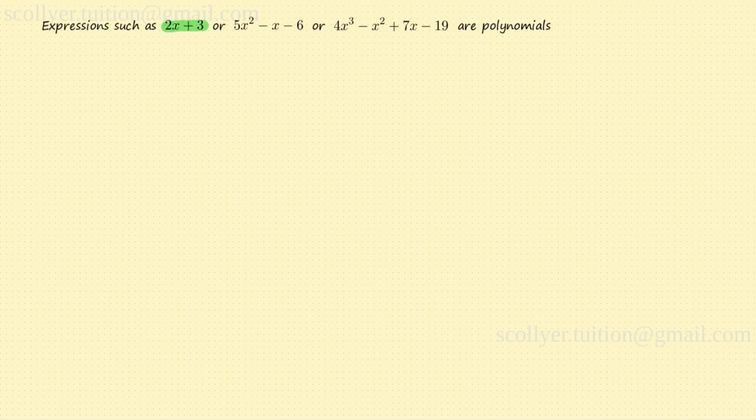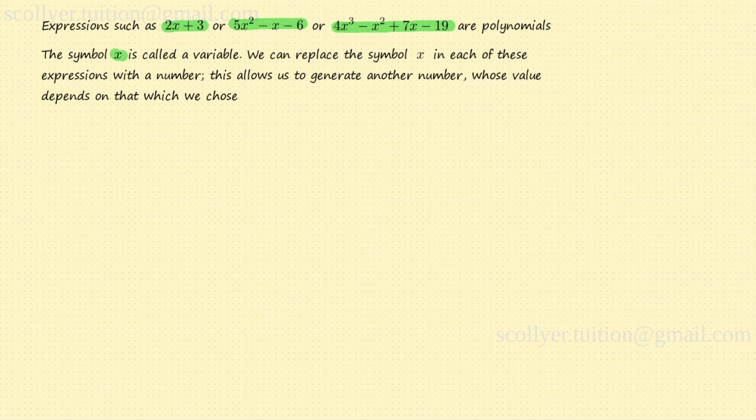These three expressions are polynomials. The symbol x is called a variable, and that's because we can replace the symbol x in each of the expressions above with a number, i.e. we can vary its value.